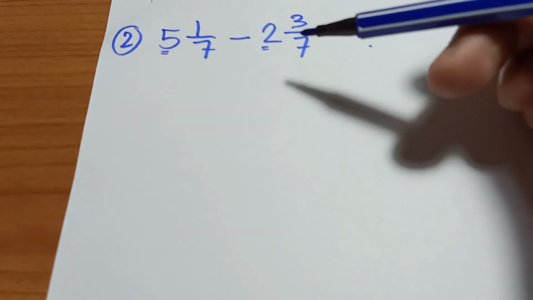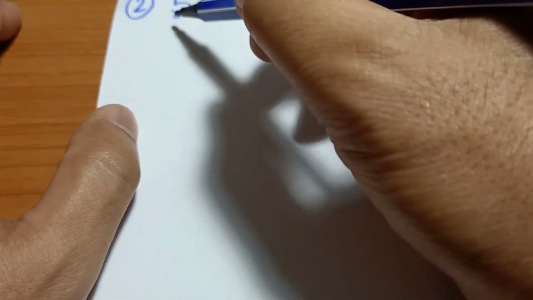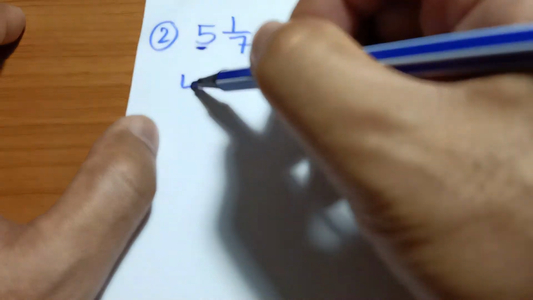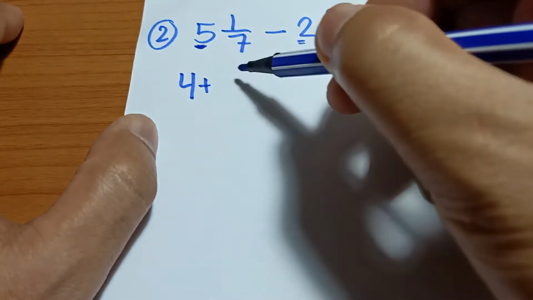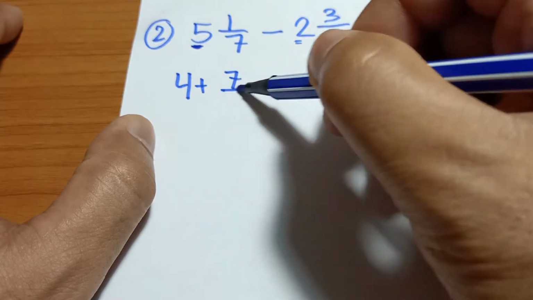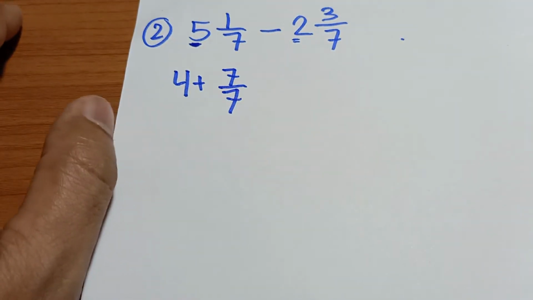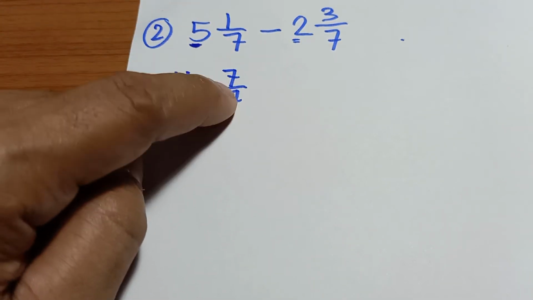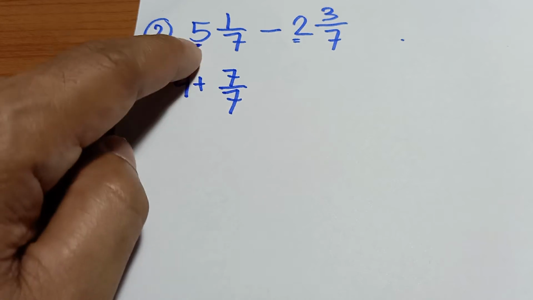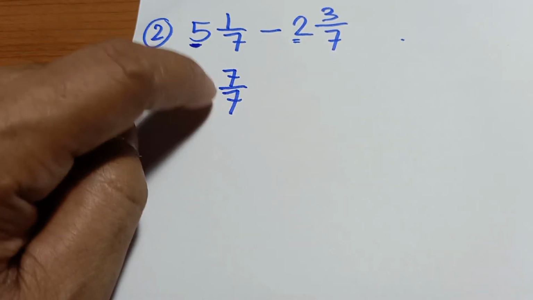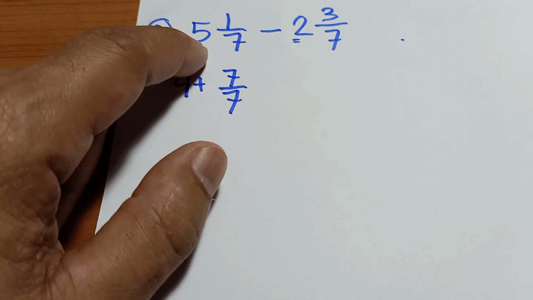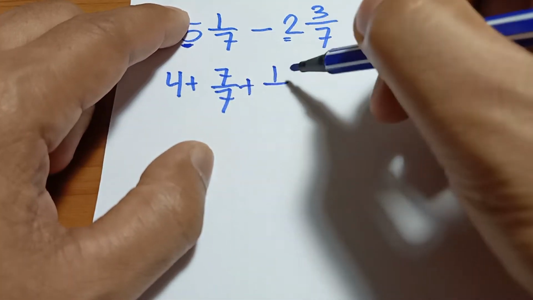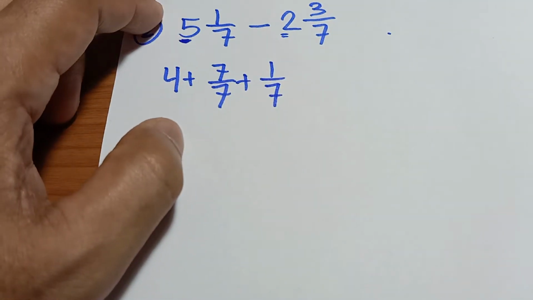So I'm going to rewrite this 5 in the form of 4 plus 7 over 7. I just took the denominator. 7 over 7 is 1, and 1 plus 4 is 5. So these terms are the same as this one. And then I'm going to add plus 1 over 7.